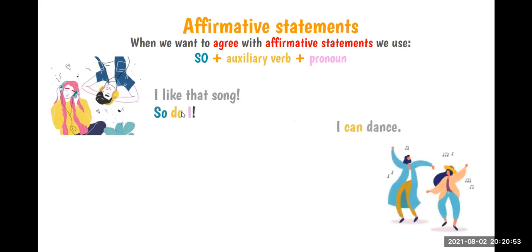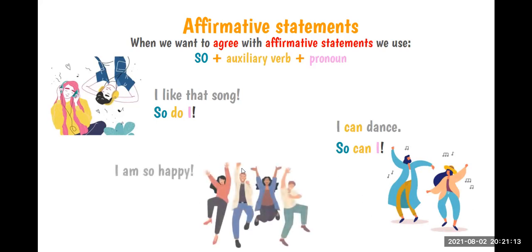Here we have another one. I can dance. What can we say here? So can I, right? Very good, because here we have the modal verb. So we use exactly the same modal verb. So can I. Here we have another one. I'm so happy. What can you say? So am I. Yes, very good. So am I.